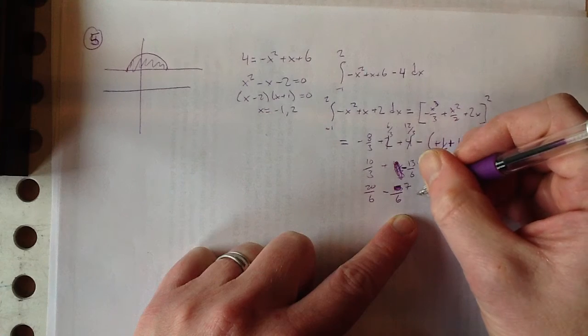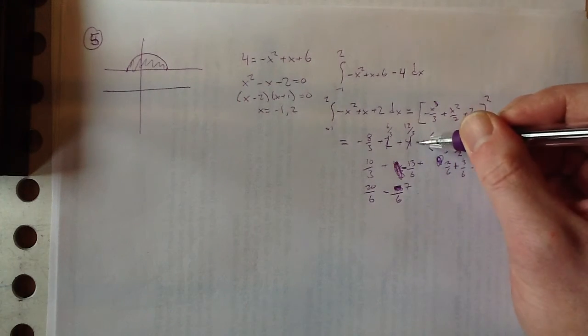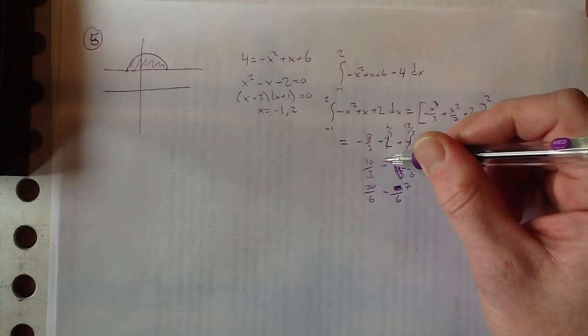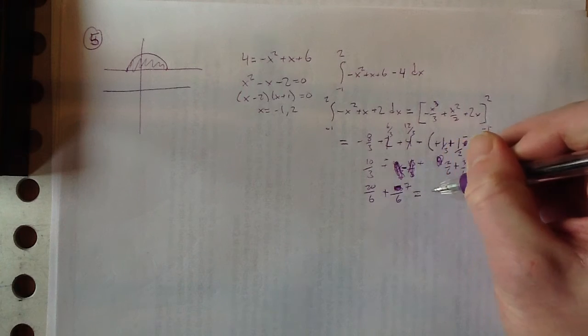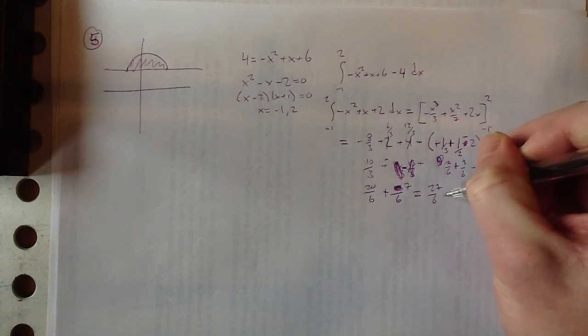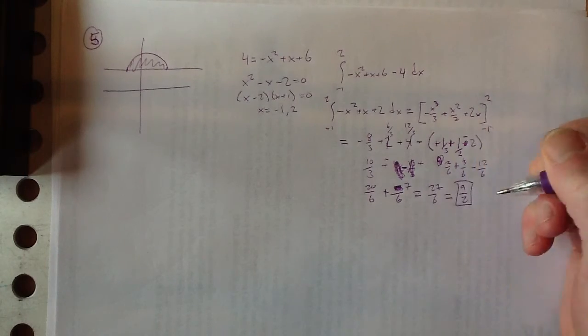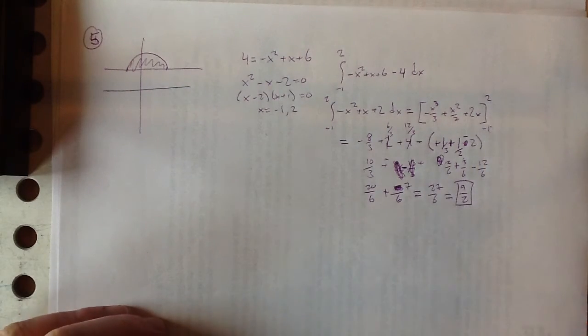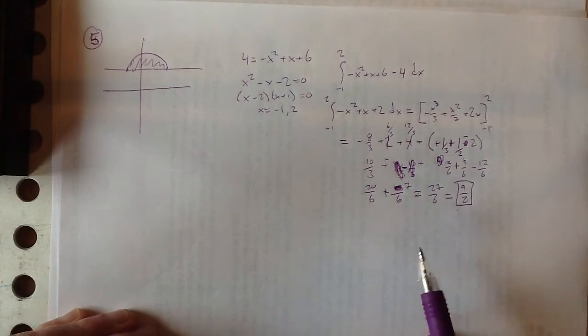And that gives me, and then there was a minus sign in front of all that, so that makes it plus 27/6, and reducing that by 3 gives us 9/2, which is the correct answer. So obviously, you've got to be careful with signs there. Easy to make a mistake, but that's the correct answer.